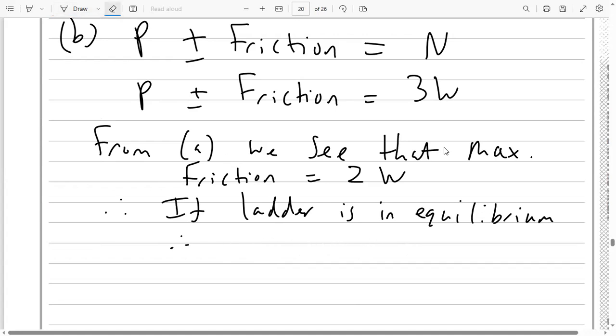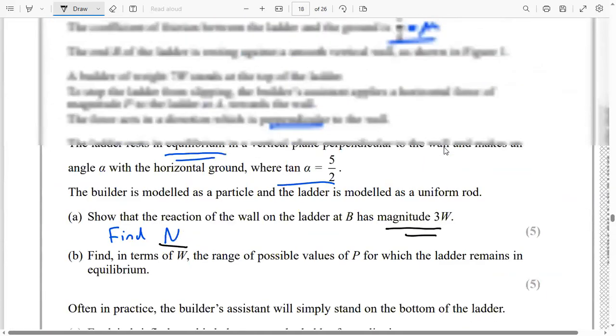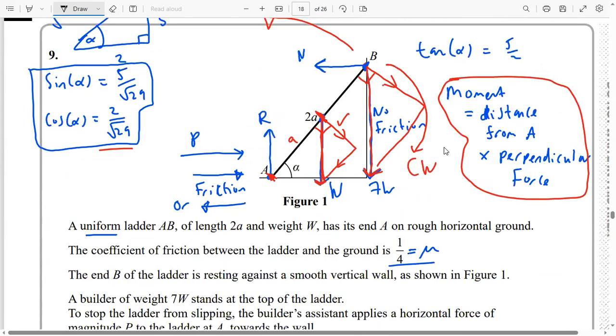Right. So if the ladder is in equilibrium, we know the friction must be between, well, obviously the maximum friction is 2W. So let me go back to the diagram. Let's forget what I was going to say there, because that wasn't quite right. Let's go back to the diagram. Again, the friction could be going to the right, as we can see here, or it could be going to the left. It could be going right, could be going left.